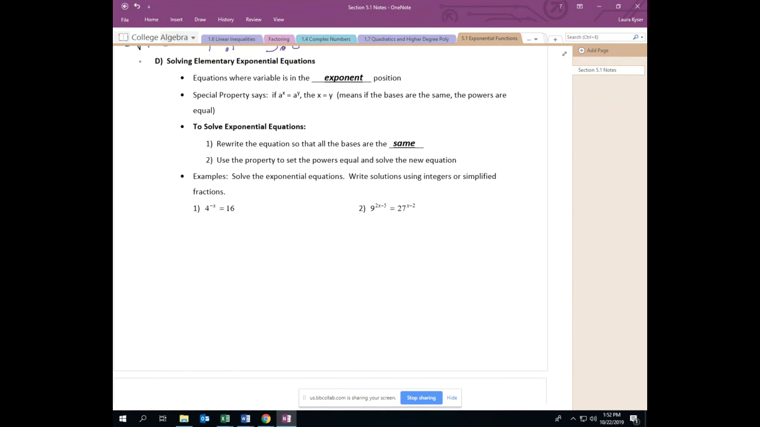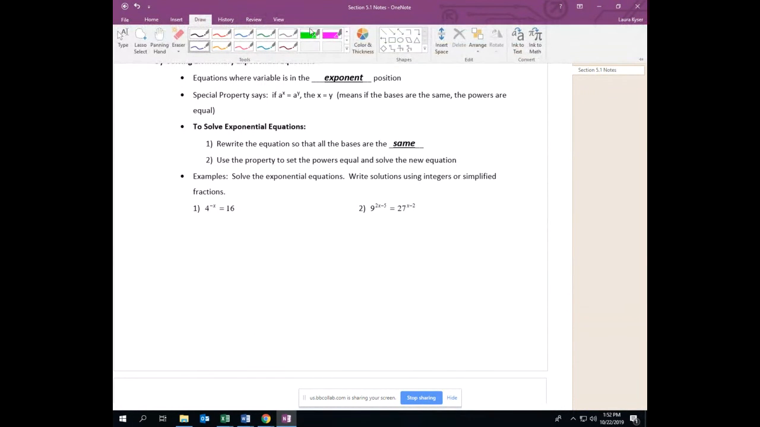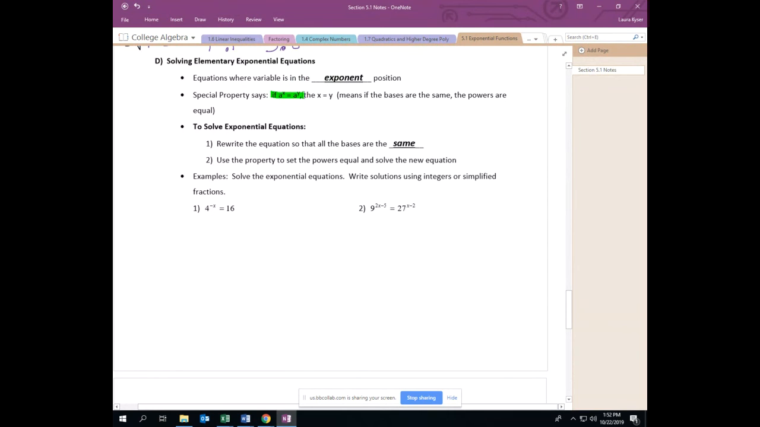Now there are a couple different ways that you can solve exponential equations. This is the first type, and in this type of equation, you are going to be able to rewrite the bases so that they match each other. The reason we want to do this is because there's a property that says if you have the same base raised to different powers, then you're allowed to drop the base and just set the exponents equal to each other. If the bases are the same, then the powers have to be the same. That's the only way that can be true.